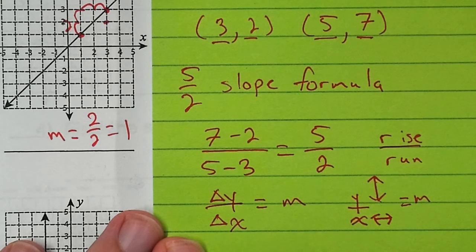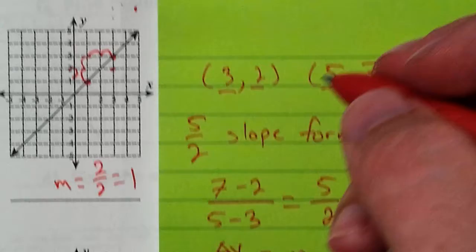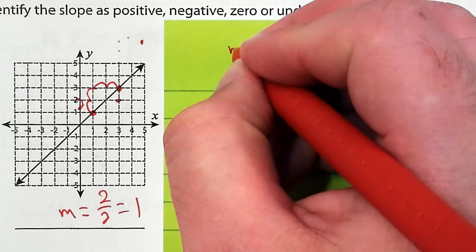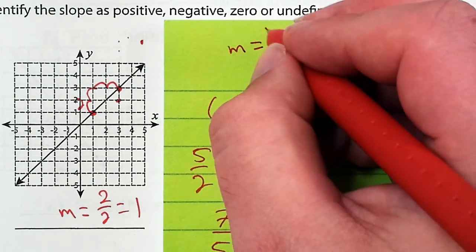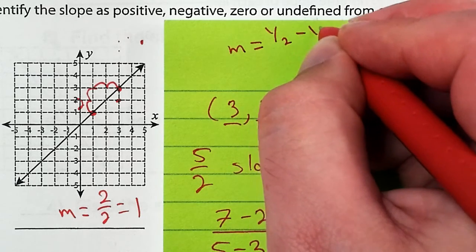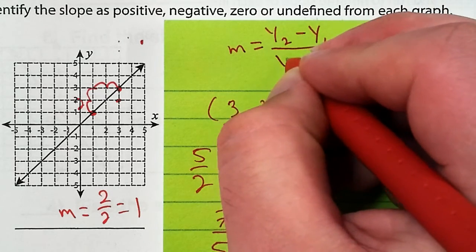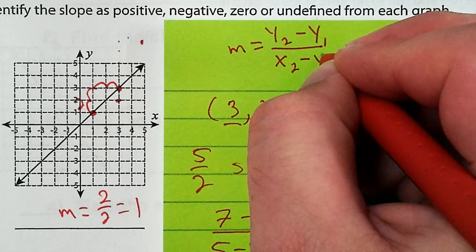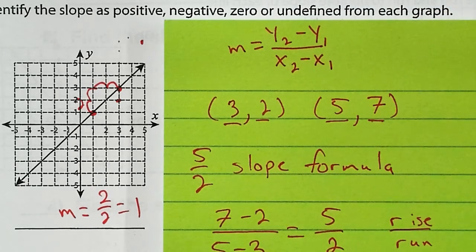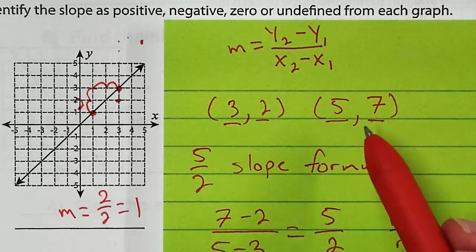I'll go ahead and write it for you. This is the short form. Here is the long form. It's going to be slope m equals y2 minus y1 over x2 minus x1. And it's going to work every single time when you just have 2 points.